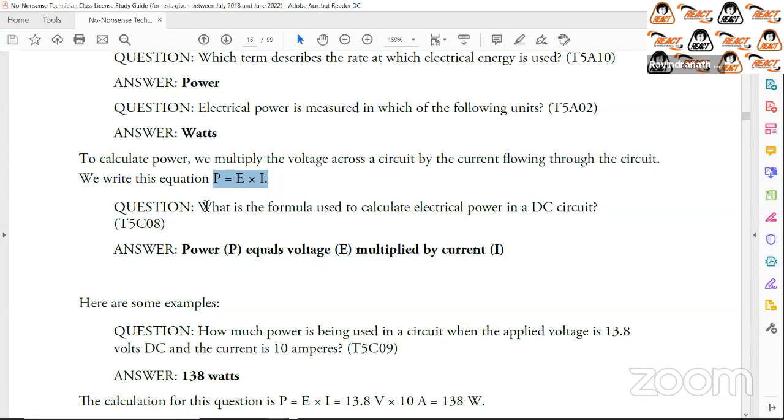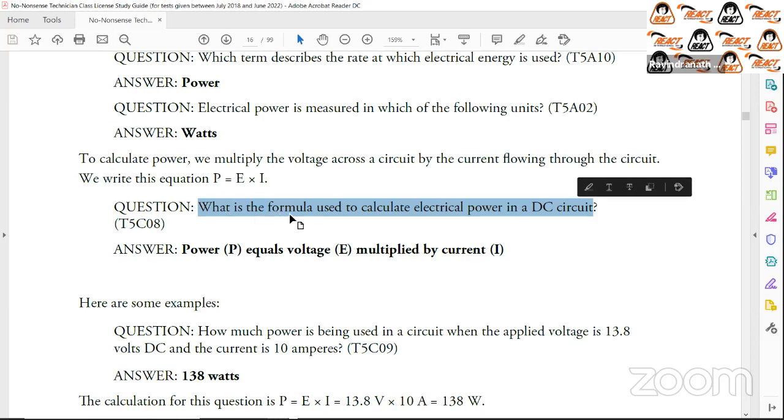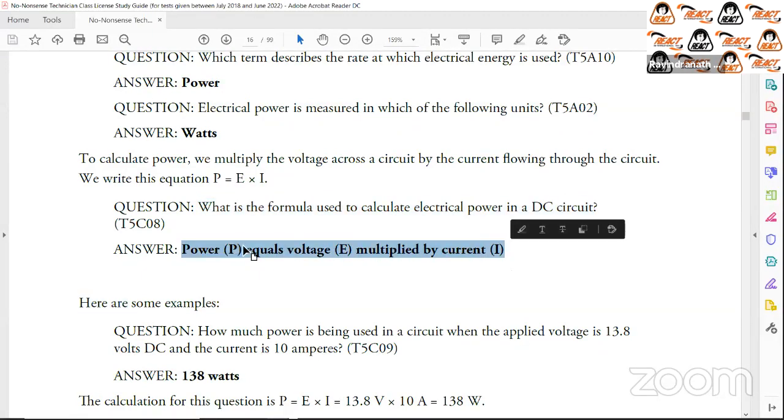Okay, so we just learned about power. We just learned about the unit of power called the watt, and we also learned that to calculate power, we simply multiply the voltage by the current. The question: what is the formula used to calculate electrical power in a DC circuit? We just learned that power is equal to the voltage multiplied by current, and that's the answer. Power equals voltage, E, multiplied by current, I. Simple question with a straightforward answer.